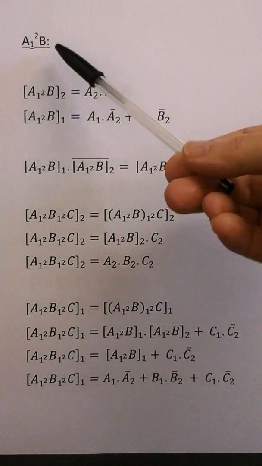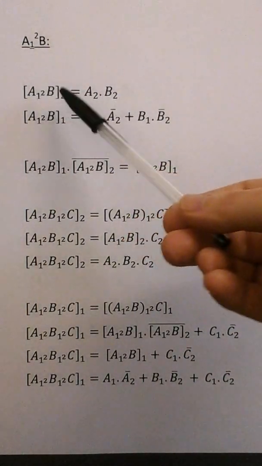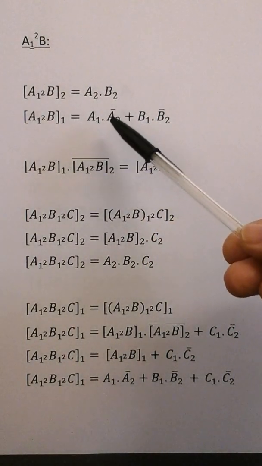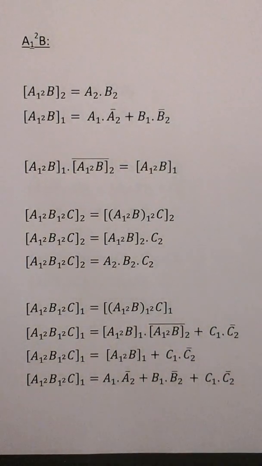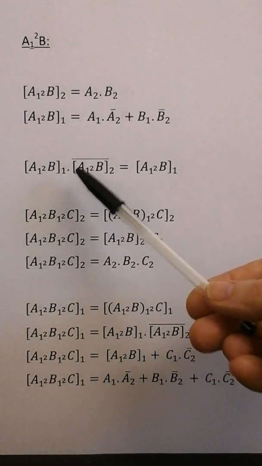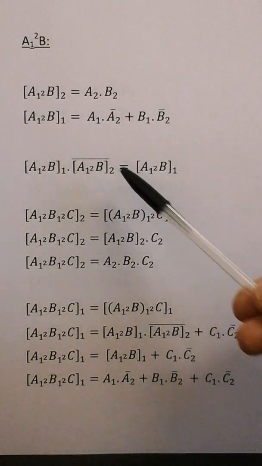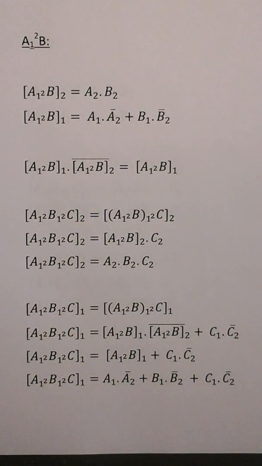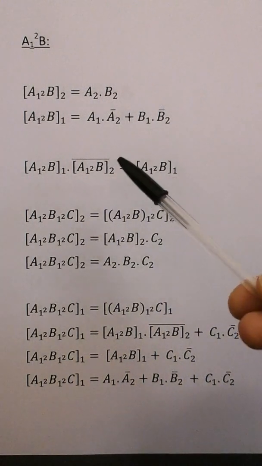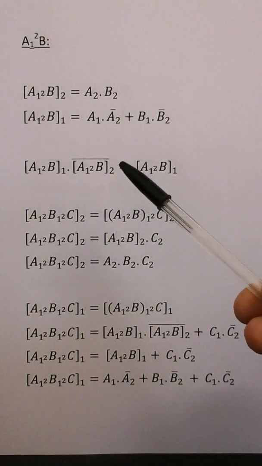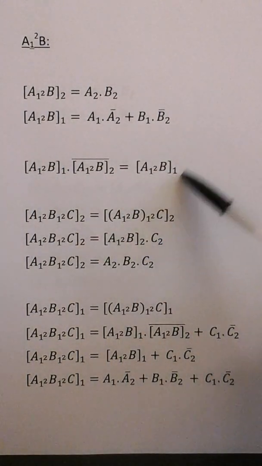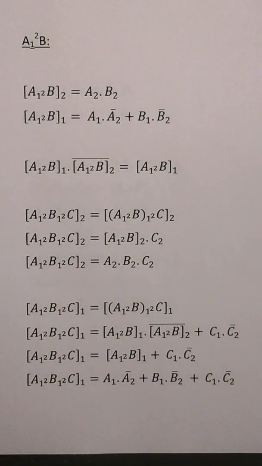Here we have the 1-squared function, A1 squared B. A1 squared B2 is A2 and B2. A1 squared B1 is A1 and not A2, or B1 and not B2. So I'm going to use this relationship, which you can prove by truth table, which is what I've done, and you can also prove it algebraically. But I'm not going to go into the algebraic proof. I'm just going to state it here.